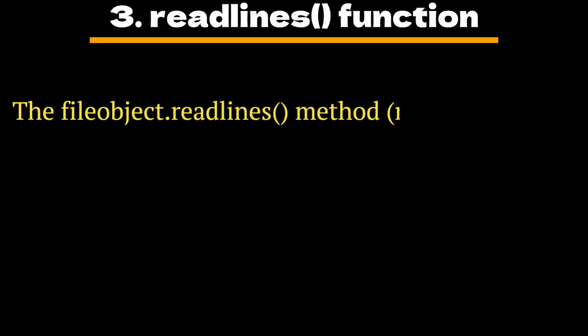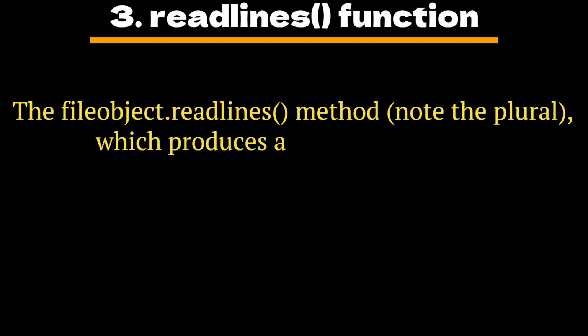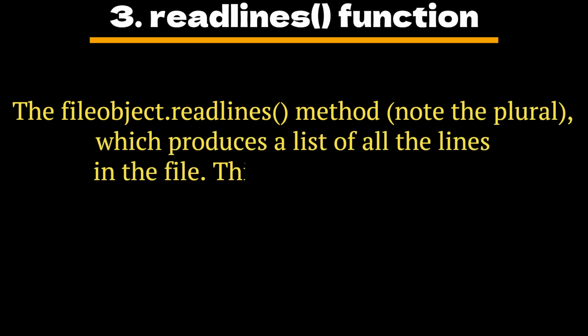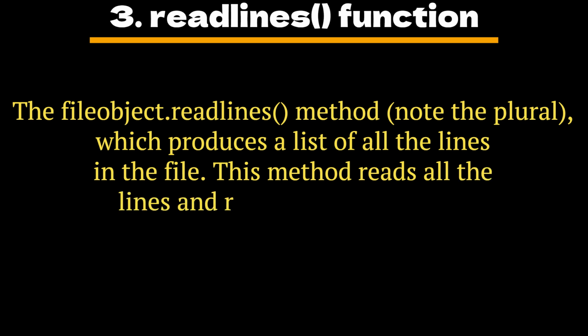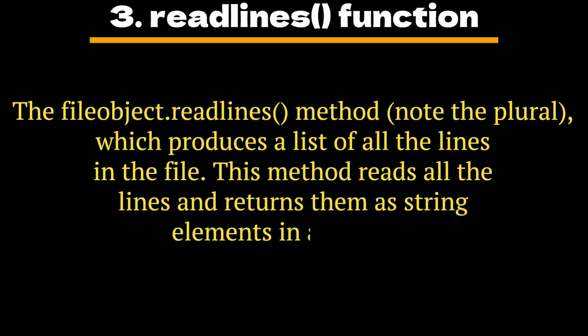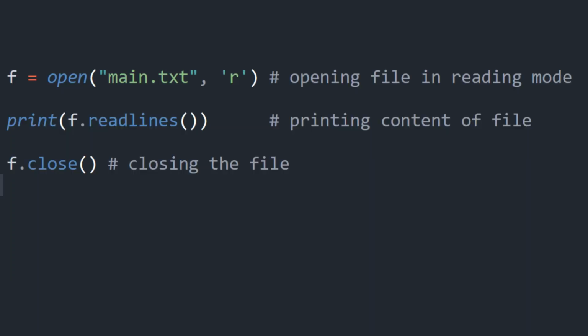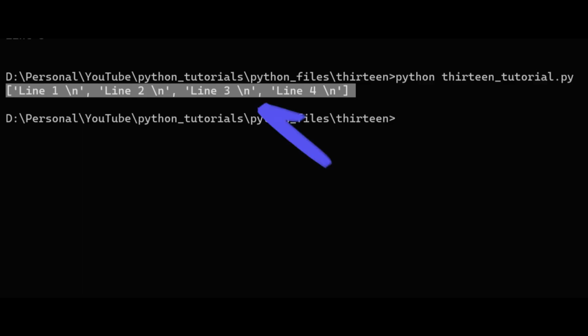3. The readlines function. The file object's readlines method produces a list of all the lines in the file. This method reads all the lines and returns them as string elements in a list, one for each line. Here is an example of the readlines function in Python. If you execute the following code, you will see string elements in a list, one for each line.